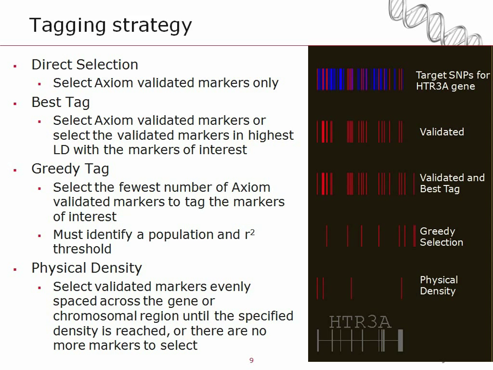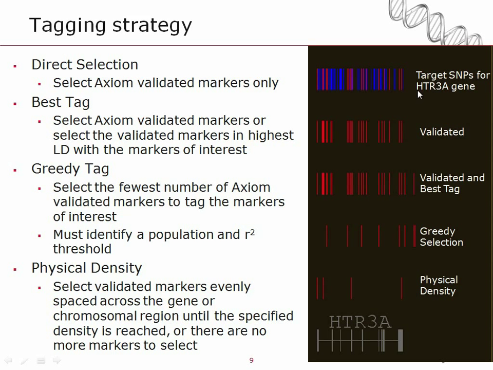And the third and final option is to do what we refer to as physical density. And that's simply to select validated markers evenly spaced across the gene or chromosomal region until the specified density is reached, or the minimum distance between the markers is reached, or there are no more markers to select.